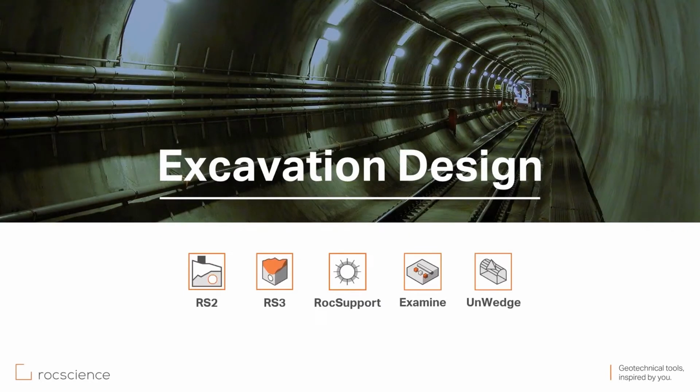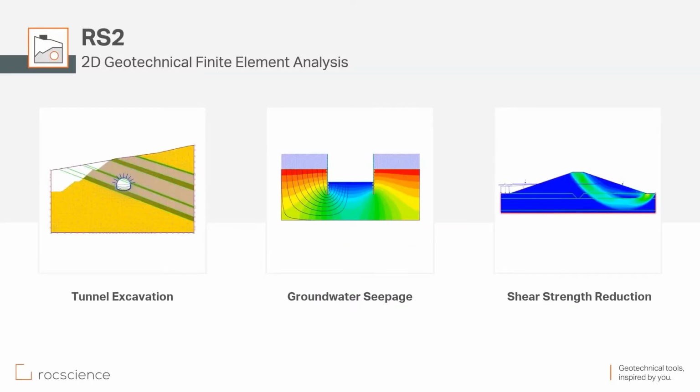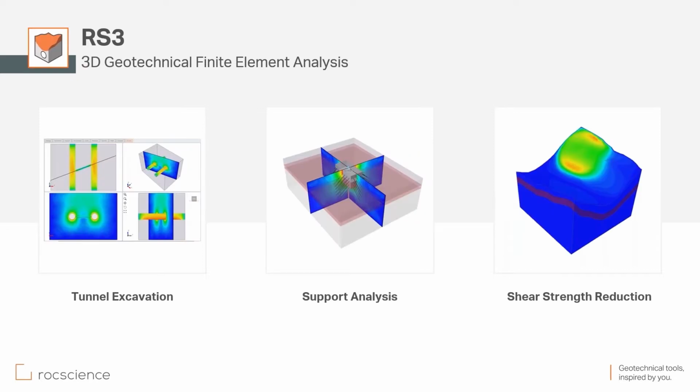Then we have another set of tools for excavation. These include RS2, our 2D finite element program. You can use RS2 for tunnel excavation design. You can do groundwater analysis, seepage analysis, steady state and transient. You can do coupled analysis, considering the hydromechanical coupling of the solid skeleton with pore fluid, and also apply the shear strength reduction method in finite element. You can evaluate the factors of safety and compare them with the results that we are getting from the limit equilibrium analysis, for example.